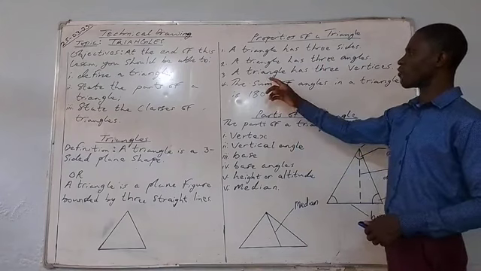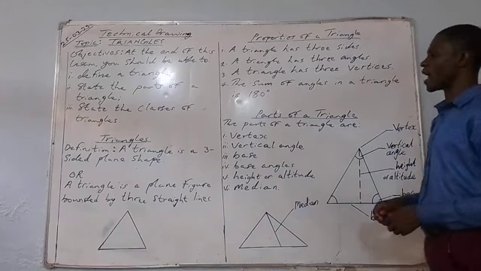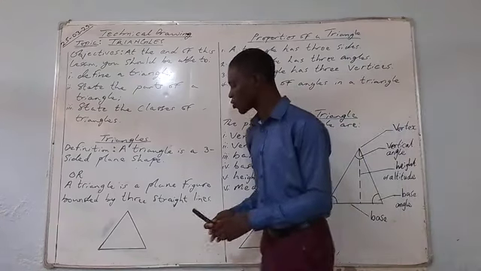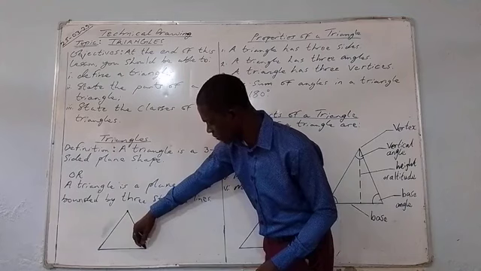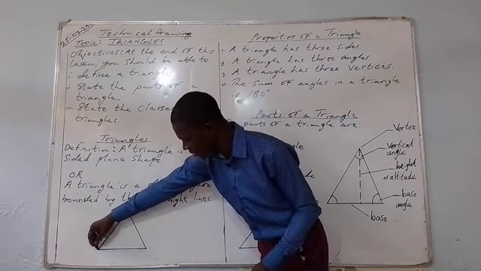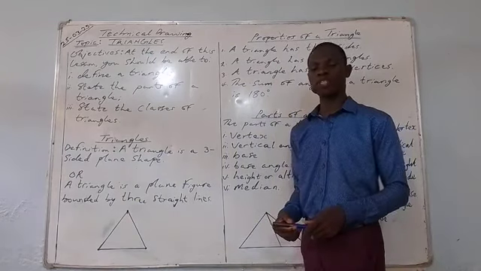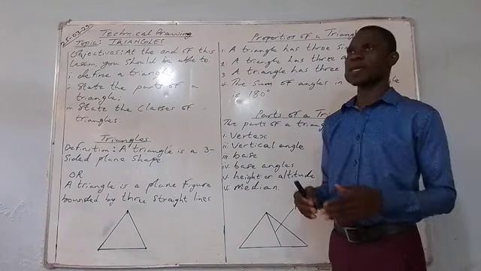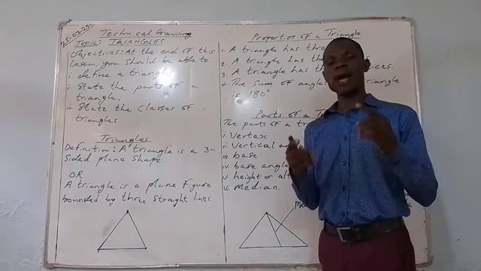Then the third property of the triangle is that a triangle has 3 vertices, as you can see here. For this triangle, this is a vertex, this is also a vertex, and this is another vertex here. So these are the 3 vertices. When the plane shape has 3 sides, that means it will have 3 vertices.